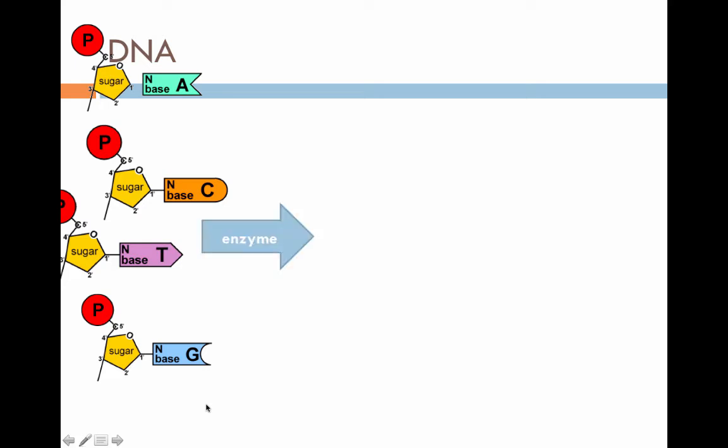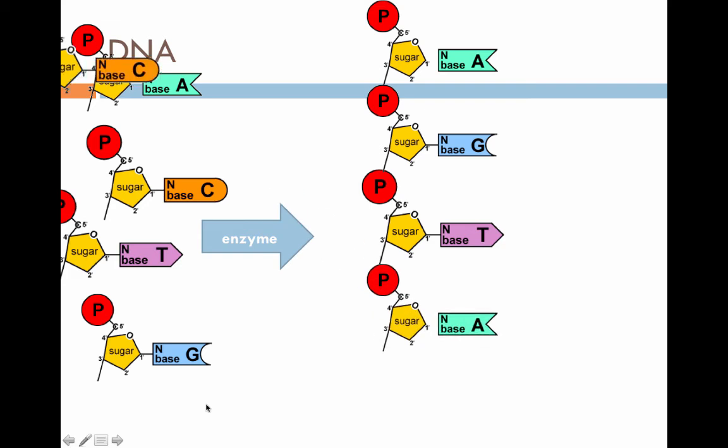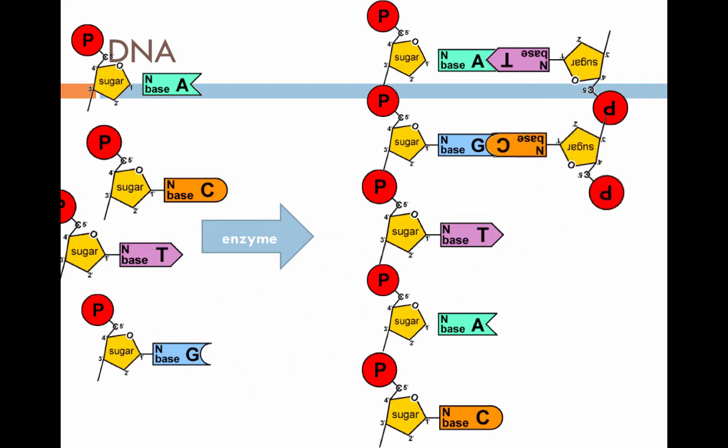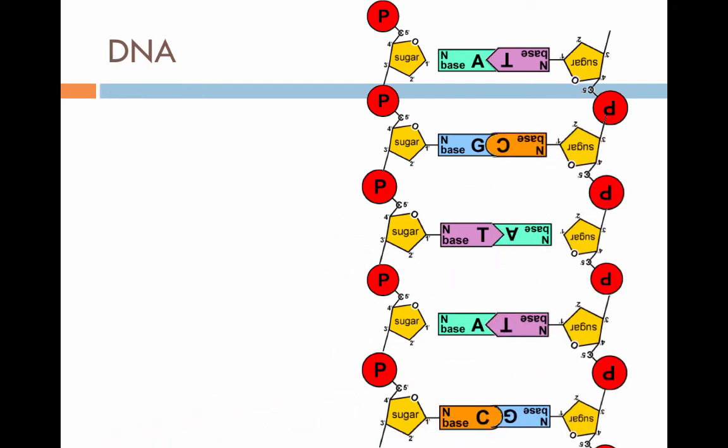With the help of an enzyme, these nucleotides can come together to form DNA. This is only showing one side of the DNA molecule. Now we have to add the other side. If an A is the first nitrogenous base on the side of the molecule, then a T must go to the other side of the DNA. G with C, T with A, C with G.